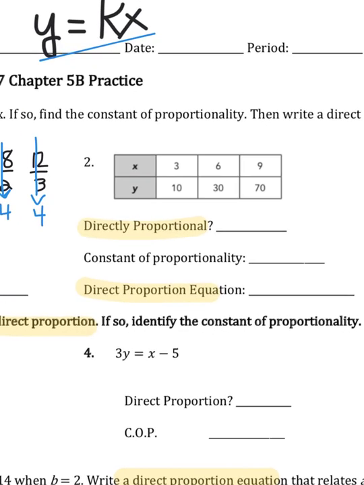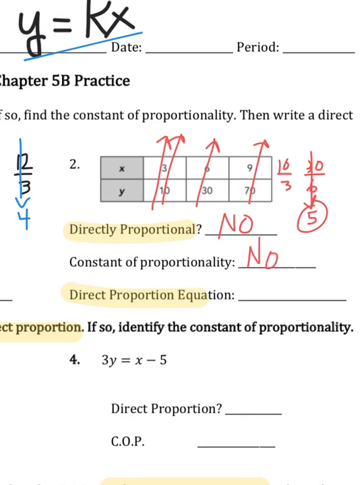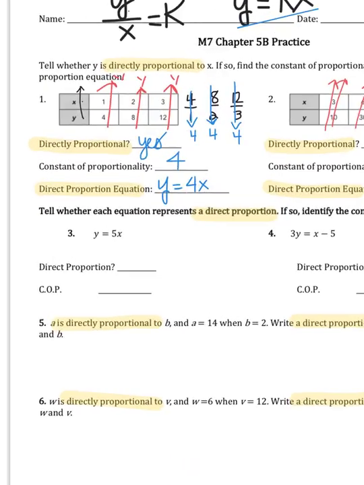So let's look at this one. Are these directly proportional? 10 divided by 3. I don't even know anything that goes perfect with 10 divided by 3, so let's just look at this one. 30 divided by 6. I know for a fact that 30 divided by 6 is 5. 70 divided by 9, I don't know that one off the top of my head, but going back to this one, I know that 10 divided by 3 is not 5. So that means these are not all going to be equal, so there's no constant of proportionality, so I'm not going to even work on the rest of that.